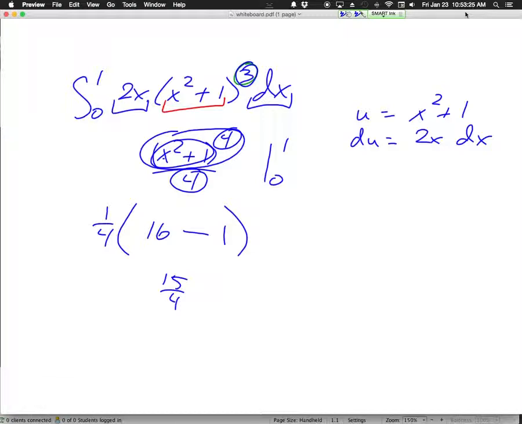And what does 15/4 represent? Area under the curve between 0 and 1, or the change in the function above between 0 and 1. Okay, same thing. Let's try another one.